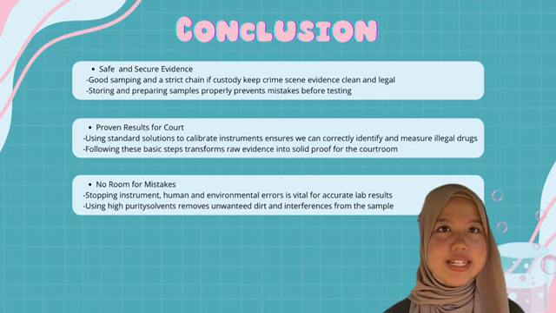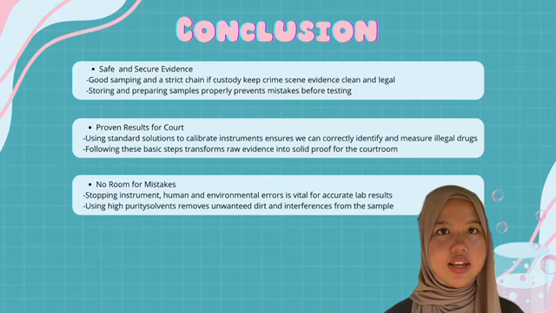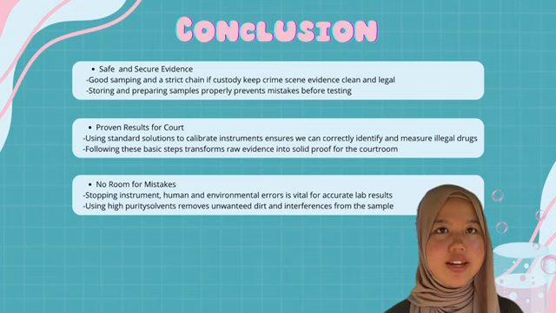To conclude our presentation, let's look at how all these analytical steps come together to support forensic science. First, we must focus on keeping evidence safe and secure. By practicing good, representative sampling and maintaining a strict chain of custody, we ensure that crime scene evidence remains uncontaminated and legally valid in court. Properly storing and preparing these samples ensures that we prevent any degradation or mistakes before the actual testing even begins.